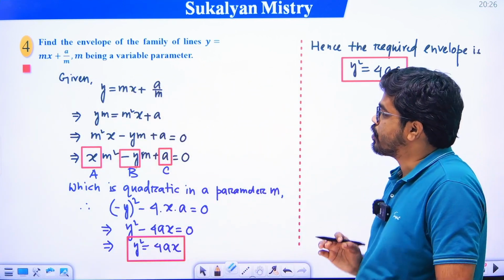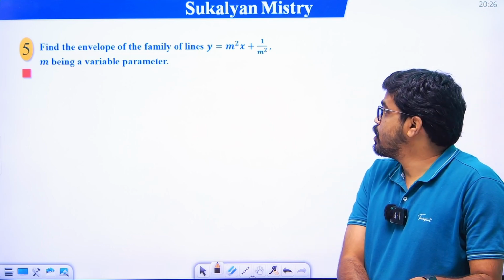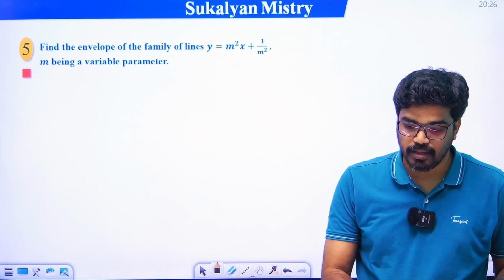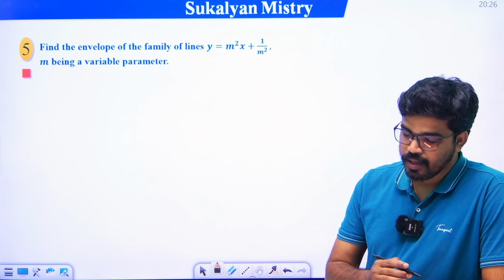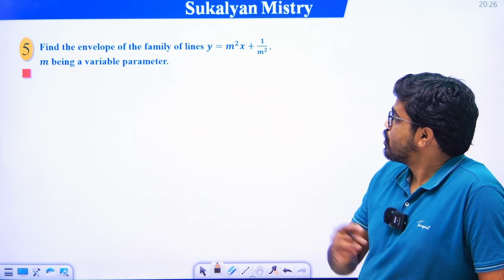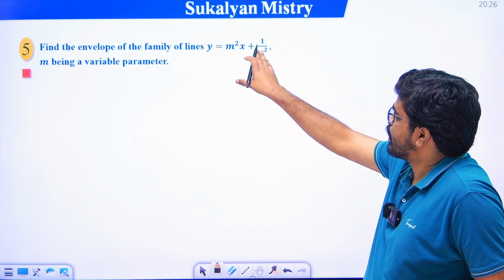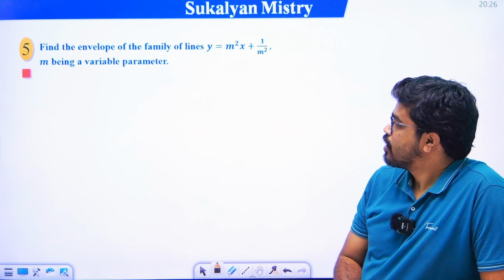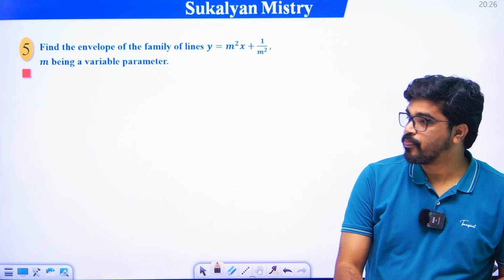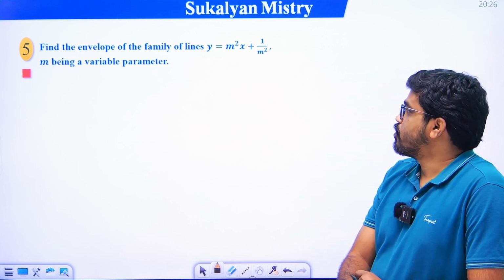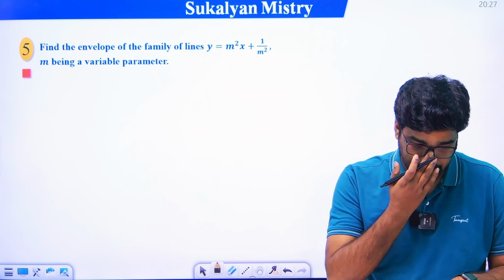So next problem. Note this similar type of problem. Find the envelope of the family of lines y is equal to m square x plus 1 by m square, m being a parameter. Okay, so what is the given family of lines? The given family of curves is y is equal to m square x plus 1 by m square, m being a variable parameter.